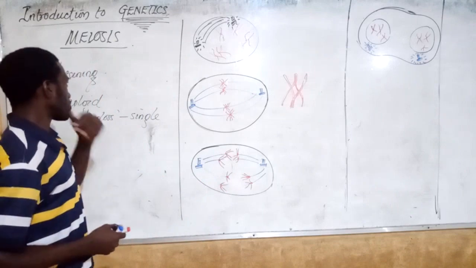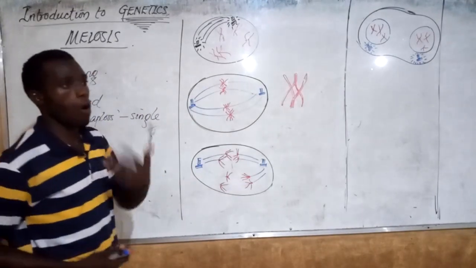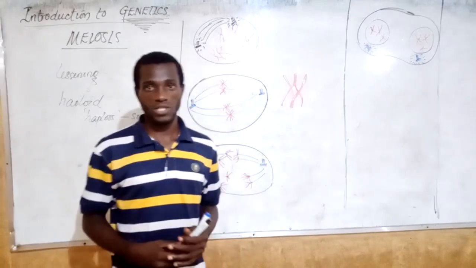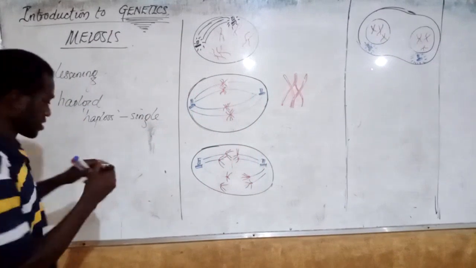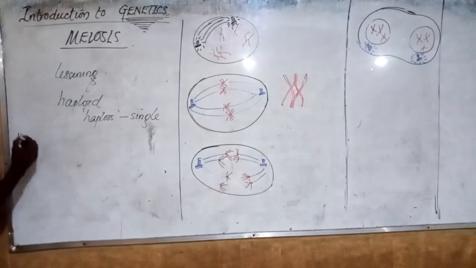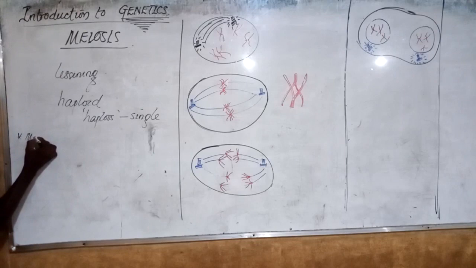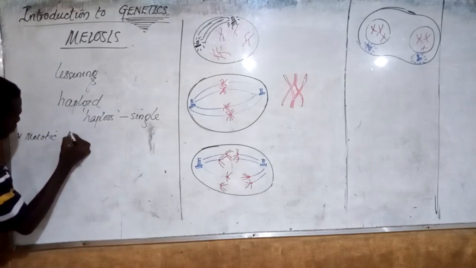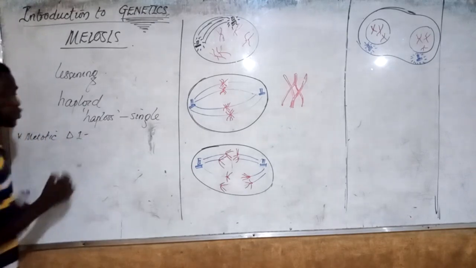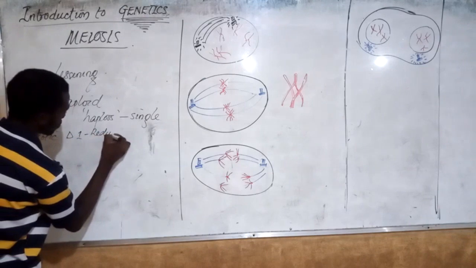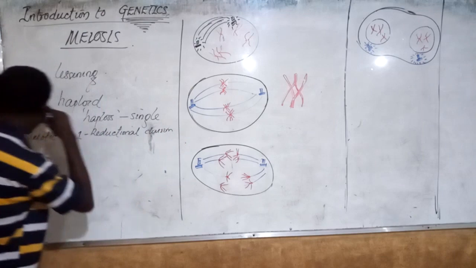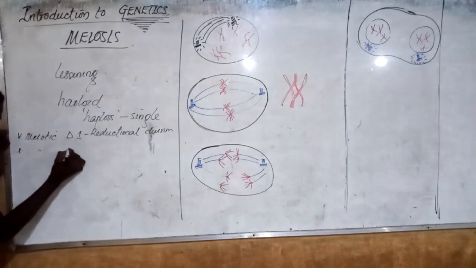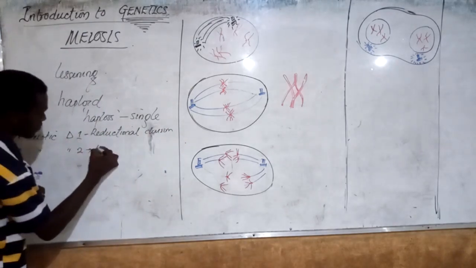All right. So basically, I'm going to run through all that happens in meiosis. There are two types of divisions that happen in meiosis. The first meiotic division is called meiotic division 1, and that division is called the reductional division. And the second division, meiotic division 2, is called the equational division.